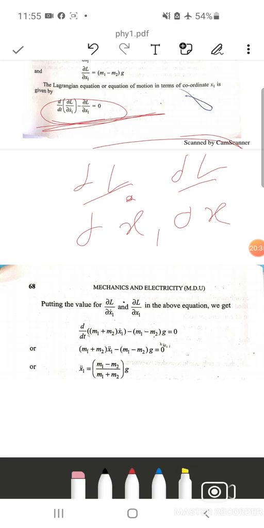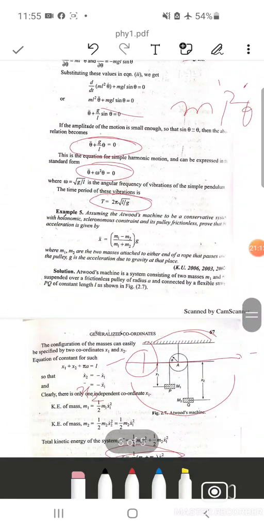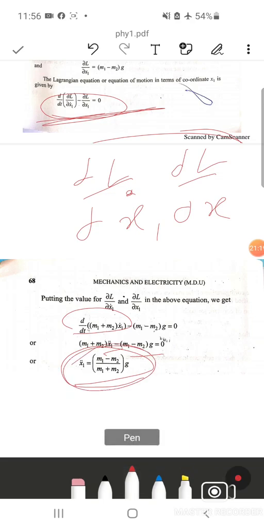And then taking the derivative of this here, d by dt of x1 dot will be equal to x1 double dot, and we will find the value of x1 double dot, that is the acceleration. So taking this term to this side, (m1 minus m2) g upon (m1 plus m2). So finally we will get the value of acceleration, that is given by (m1 minus m2) upon (m1 plus m2) into g, that is the acceleration of the Atwood machine. Initially we had given this acceleration and we have found it by the Lagrange equation.